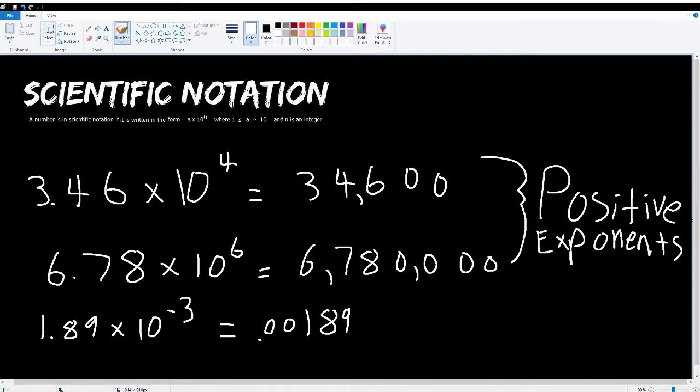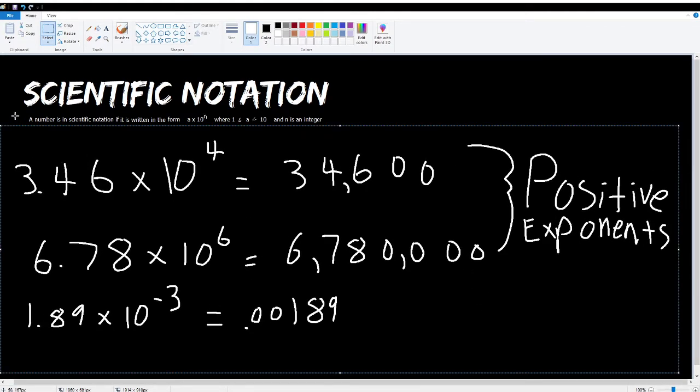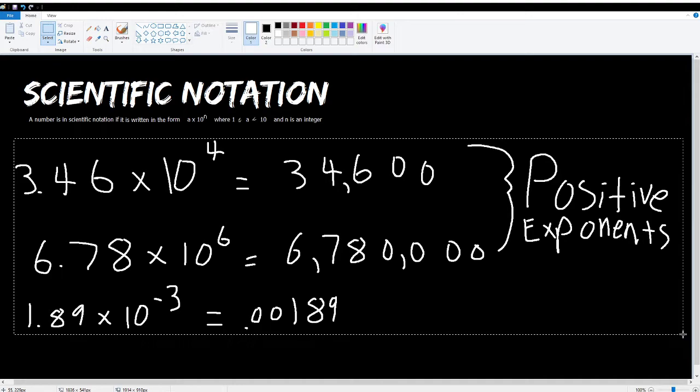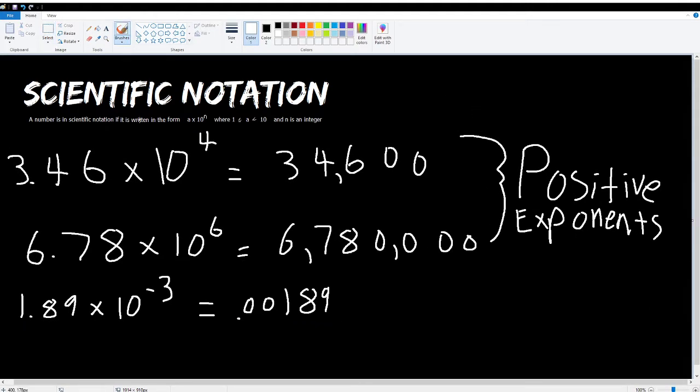Let's do one more example with negative, just to get the hang of it. Okay. Let's just say we have 1.25 times 10 to the negative 8.